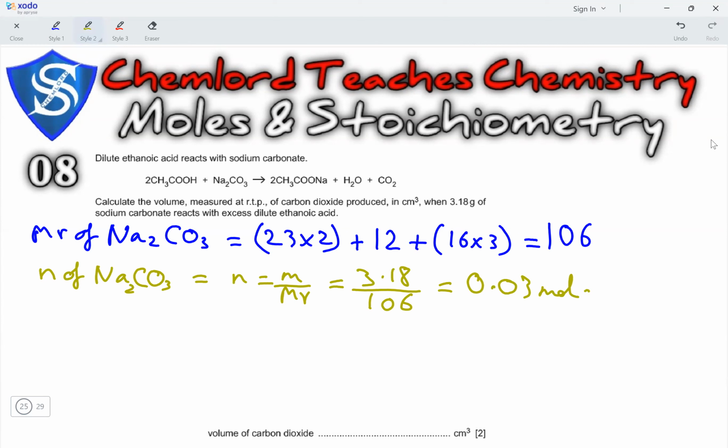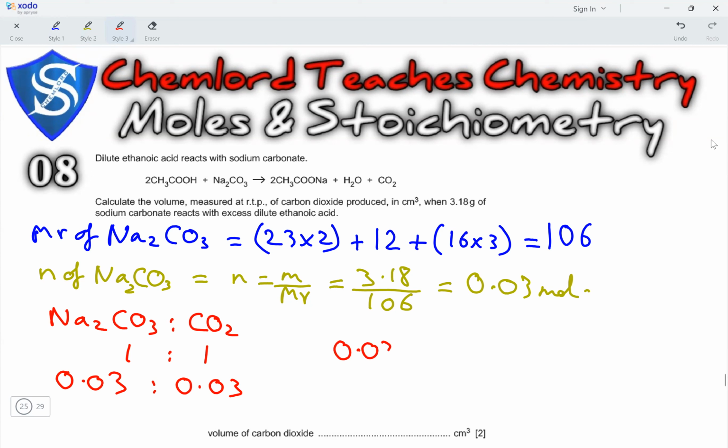We need to calculate the volume of carbon dioxide produced. According to the given equation, the molar ratio of Na2CO3 to carbon dioxide is 1 to 1, which means if the moles of sodium carbonate is 0.03, then the moles of carbon dioxide is also 0.03 moles. And in order to calculate the volume, we multiply 0.03 by 24,000 because the volume needs to be calculated in cm cube, and 1 mole of any gas at RTP occupies a volume of 24,000 cm cube.